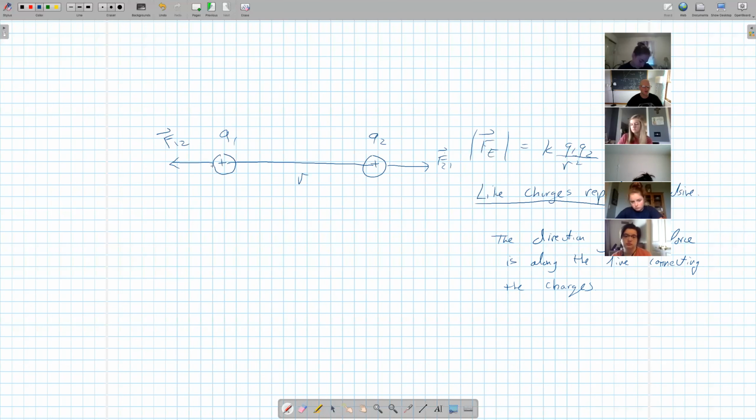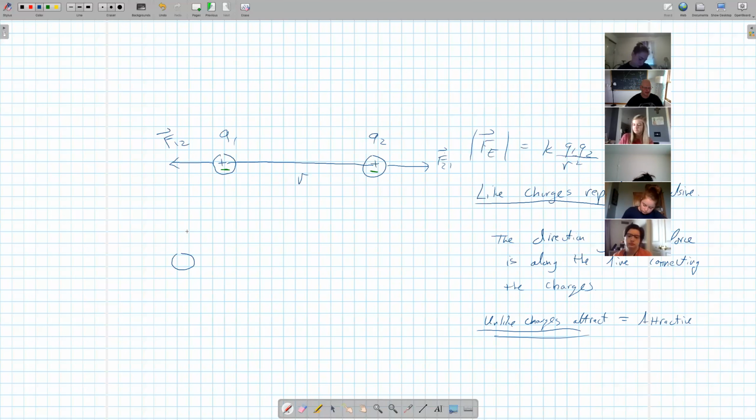This would also be true if I have, say, two negative charges. If this was a negative charge here, and this was a negative charge here, again, these guys are going to be repulsed from each other. However, it also turns out that unlike charges attract each other. Which means whenever I have unlike charges, this is going to result in an attractive force, just like gravity.